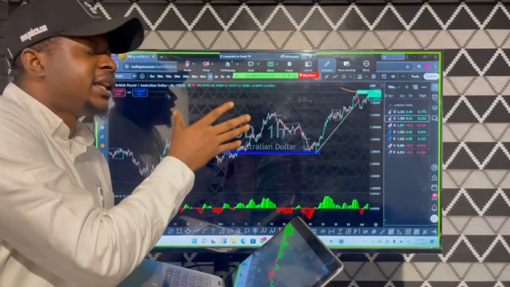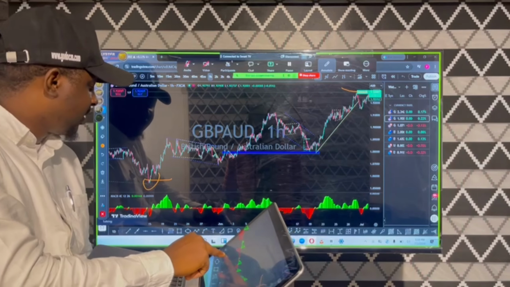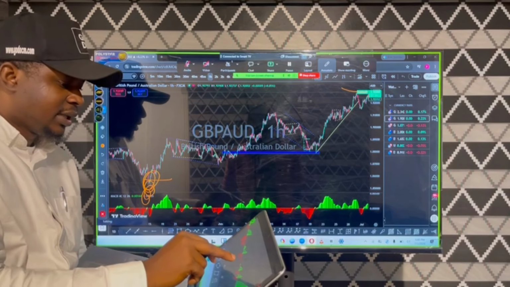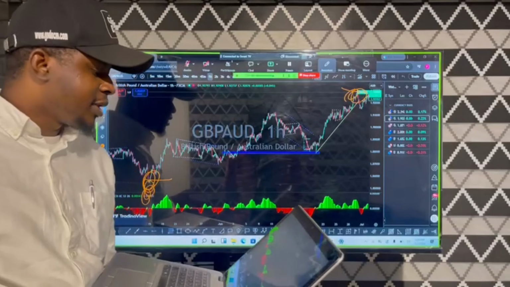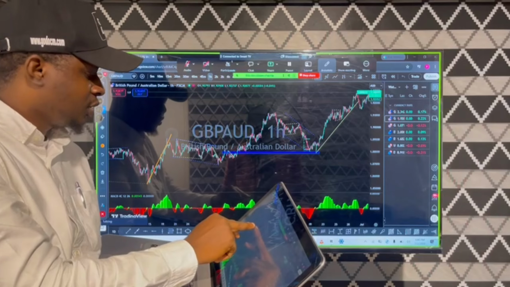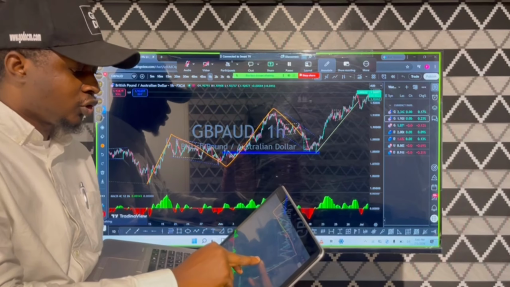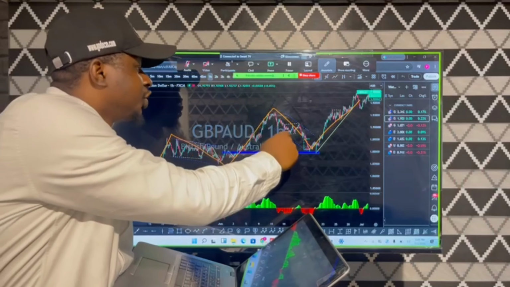So just pay attention to the screen. From this point here, let me annotate again. You can see it here to this point. That is from here to here. Now, when you look at this, you see that price gave us impulse, correction, impulse, correction, impulse, correction, impulse.